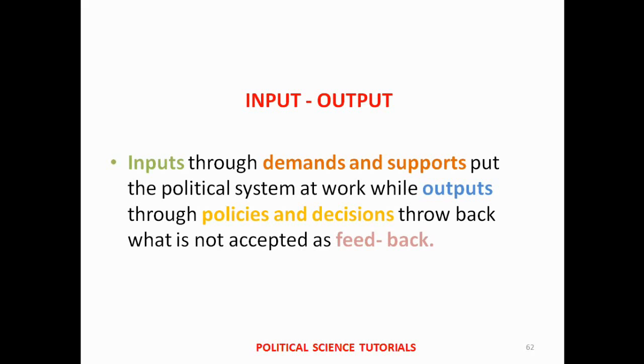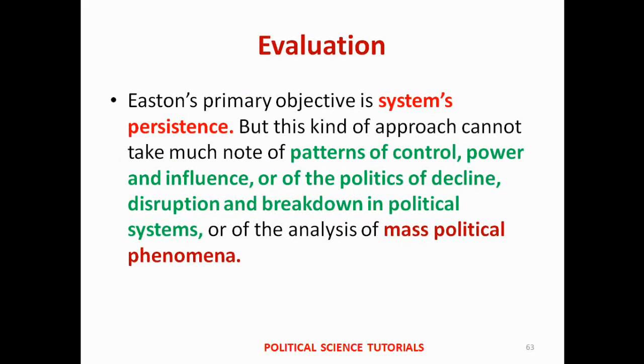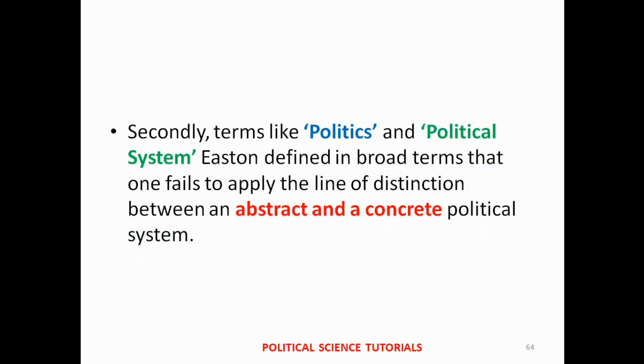As no theory is above criticism, Easton's theory is also not an exception. Some thinkers criticized Easton's theory because its main aim is persistence. For this reason, this kind of approach cannot explain patterns of control, power and influence, or the politics of decline, disruption and breakdown in political systems, or the analysis of mass political phenomena. Secondly, the terms politics and political system are defined in such broad terms that one fails to apply the line of distinction between an abstract and a concrete political system.